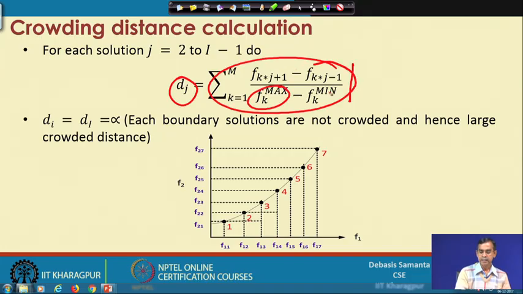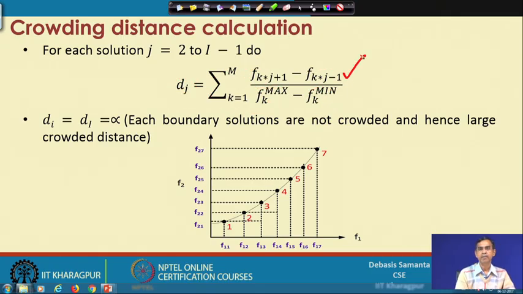Here fk max and fk min are two values. They are the upper bound and the lower bound with respect to the kth objective function, and they are used to normalize all the solutions, because normalization is required so that all values of dj will be in the same range. This formula can be verified yourself. Another thing is that the first solution and the last solution are boundary solutions, so their crowding distance is infinite. This is the condition. This way we shall be able to calculate the crowding distance of all the solutions.